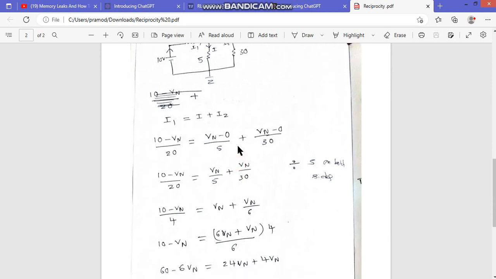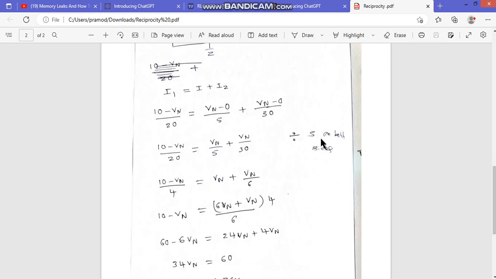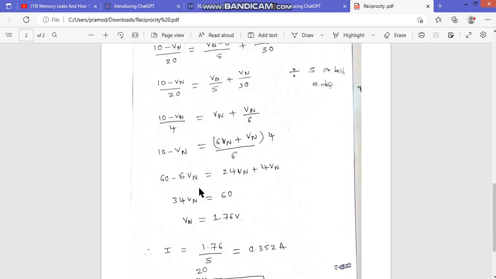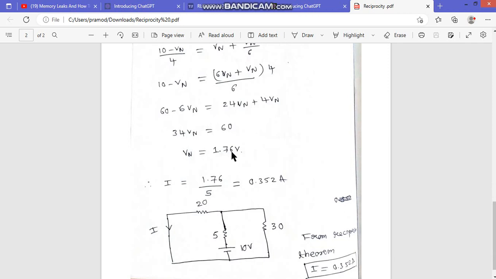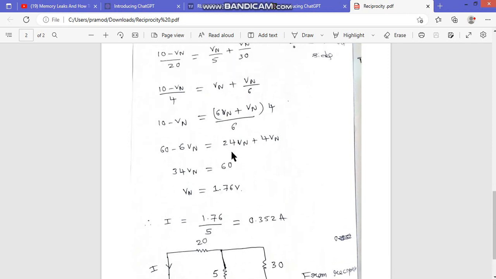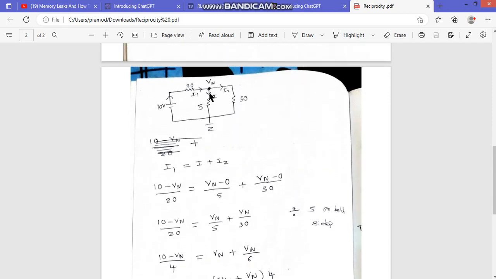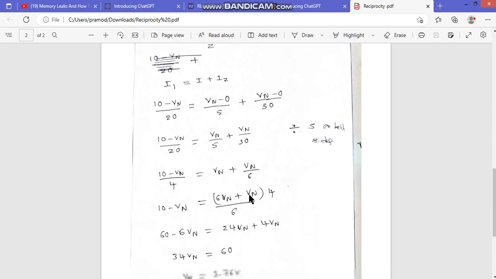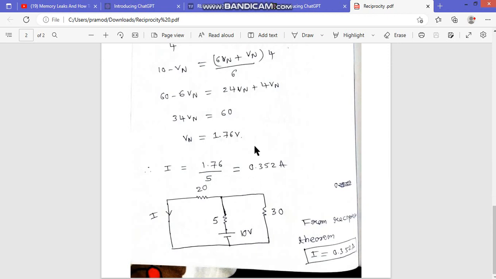Now the calculation for Vn. I am dividing by 5 on both sides, so we will get (10 minus Vn) divided by 4, since 20 by 5 is 4, 5 by 5 is 1, 30 by 5 is 6. Then with cross multiplication, you will get Vn as 1.76 volts. So we know the value of Vn now. What is the value of I? I is (Vn minus 0) divided by 5, so 1.76 divided by 5, that is the value of your current, 0.352 amps.